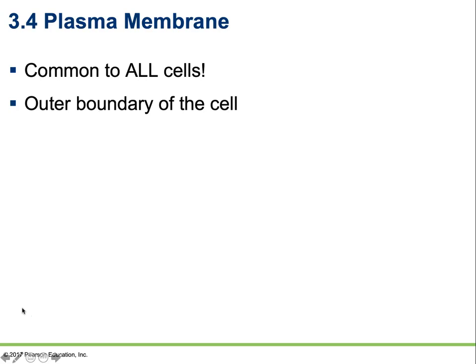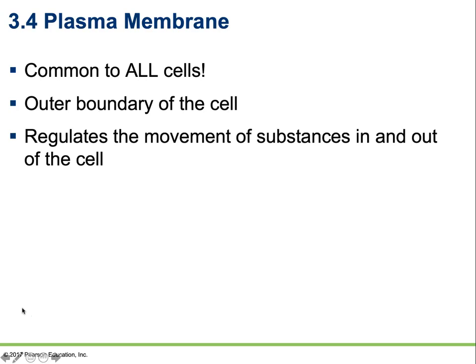Some cells have a cell wall that is found on the outside of the plasma membrane. So this will be external to it, but it is important to note that the cell wall does not regulate what comes into or out of the cell. That is done specifically by the cell membrane.